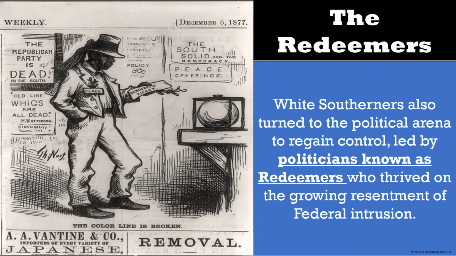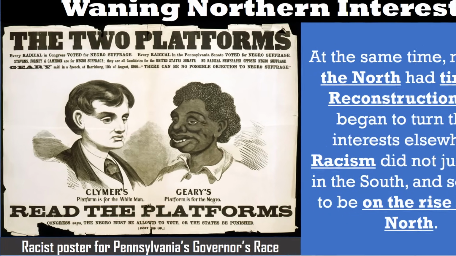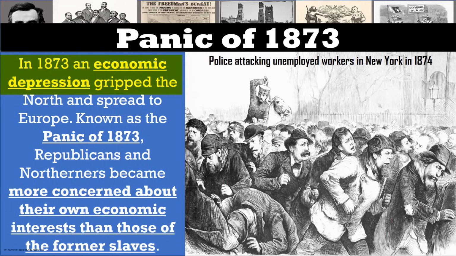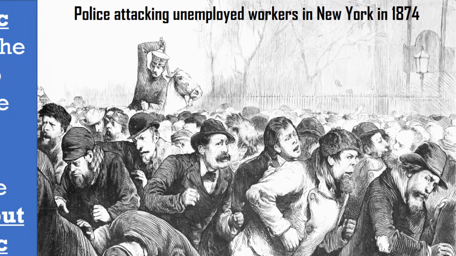It wasn't just violence, though. White Southerners also turned to the political arena to regain control, led by politicians known as Redeemers, who thrived on the growing resentment of federal intrusion. At the same time, many in the North had tired of Reconstruction and began to turn their interest elsewhere. Racism did not just exist in the South, and it seemed to be on the rise in the North. In 1873, an economic depression gripped the United States and spread to Europe. Known as the Panic of 1873, Republicans and Northerners became more concerned about their own economic interests than those of the former slaves.